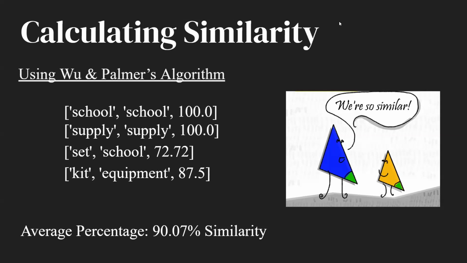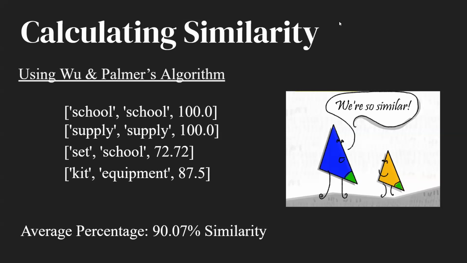First, we will calculate the similarity percentage for each pair. As you can see, the pairs school and supply are exact matches, so they will return 100%. But in cases like kit and equipment, they have an 87.5 similarity because one of their word senses have similar meaning. And it makes sense because the definition of equipment is the necessary items for a particular purpose, and the definition for kit is a set of articles or equipment needed for a specific purpose. Their meanings are very similar. The same case will go for the pairs set and school.